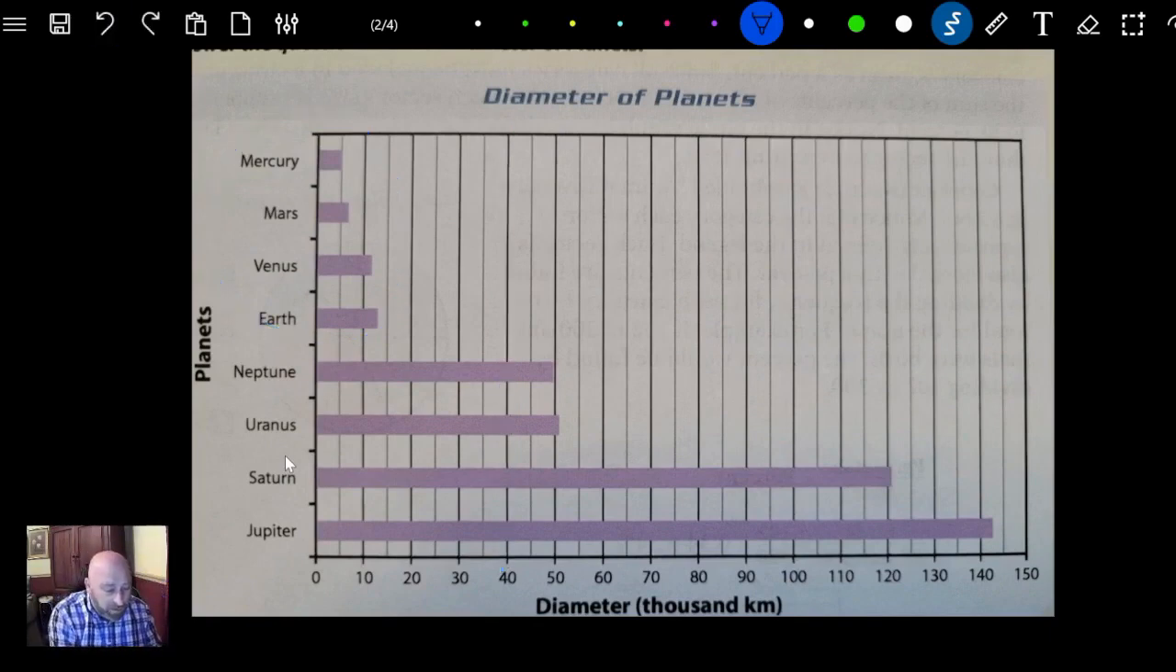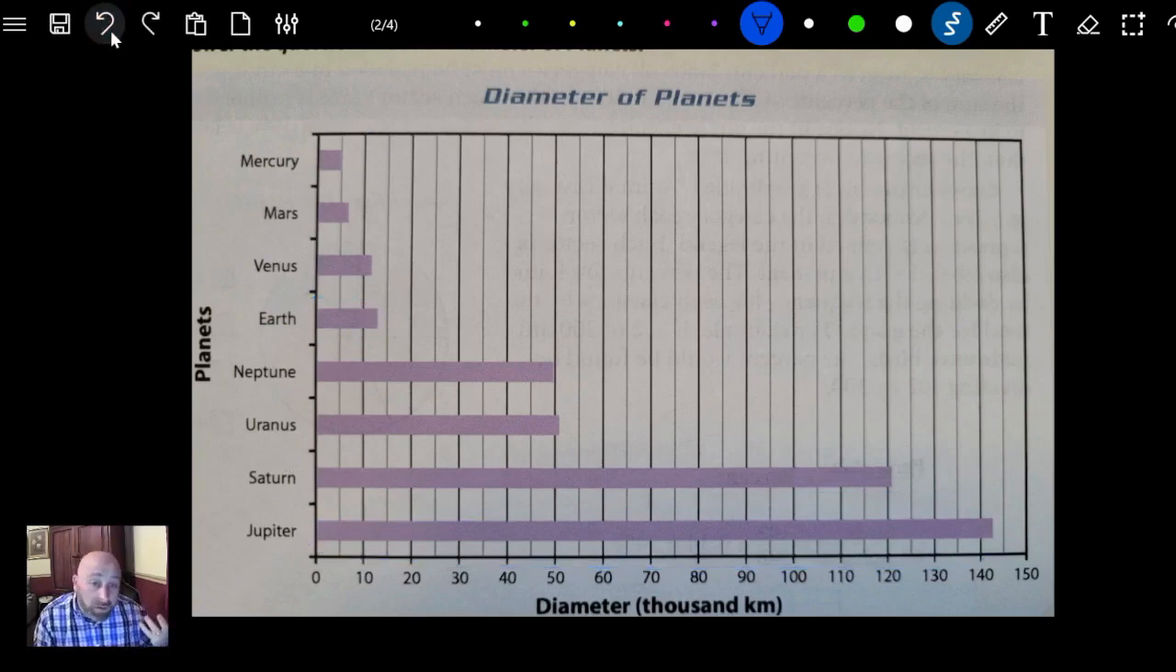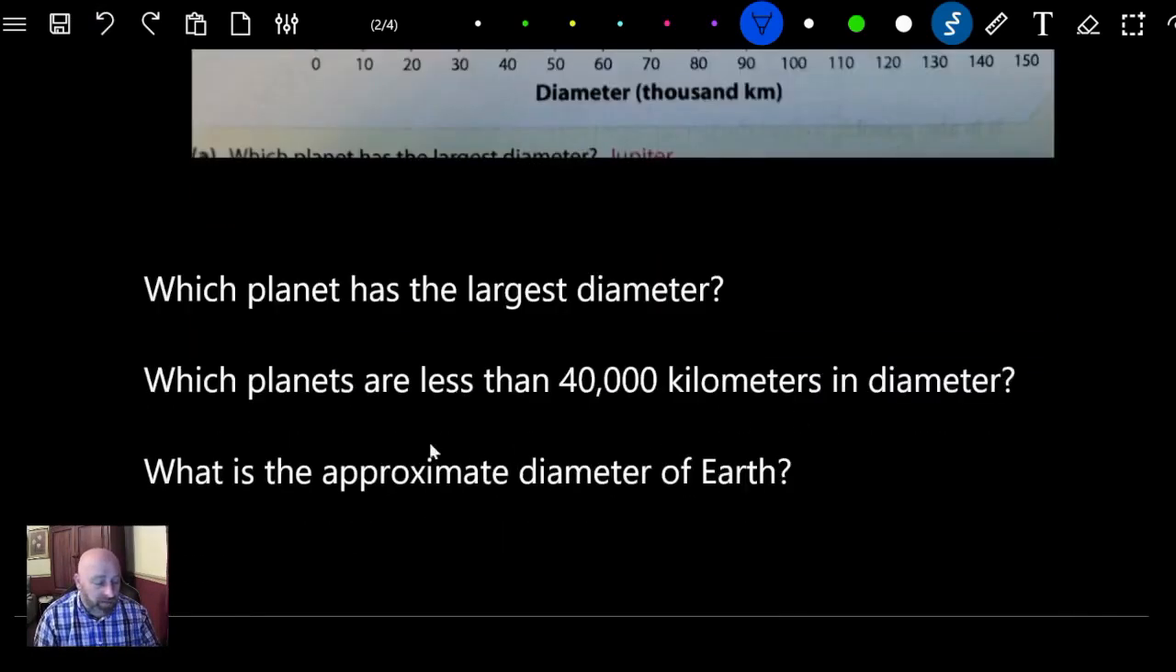Look at how much bigger Jupiter is than Earth. Whoa, right? Jupiter's huge. Earth is pretty big. I don't know if you've been around the place or not, but Earth's a pretty big deal. But Jupiter is like 10 times the size. It's crazy.